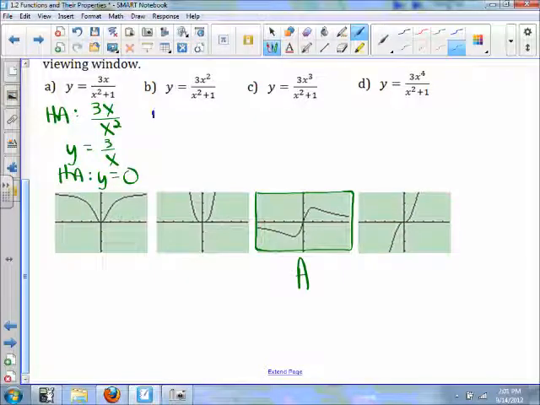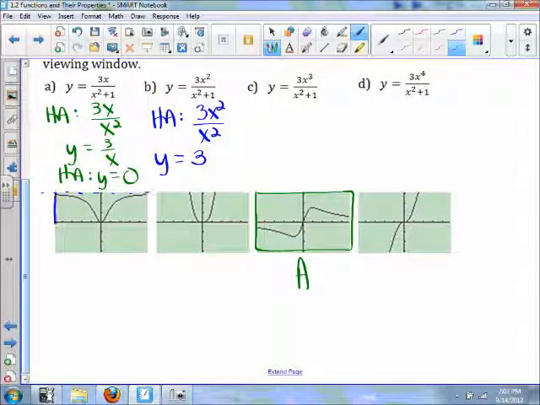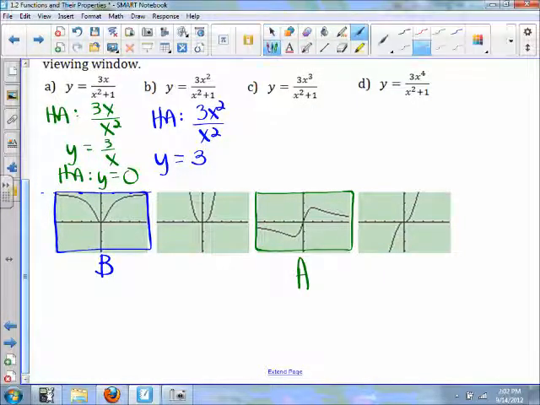Now for B, my horizontal asymptote, 3x squared over x squared. Y will equal 3 will be my horizontal asymptote. Which one of these has y equals 3 as a horizontal asymptote? Well, there's my horizontal asymptote there. So there's B.